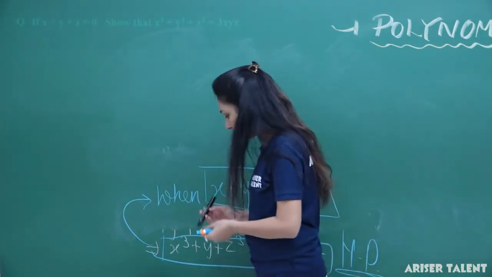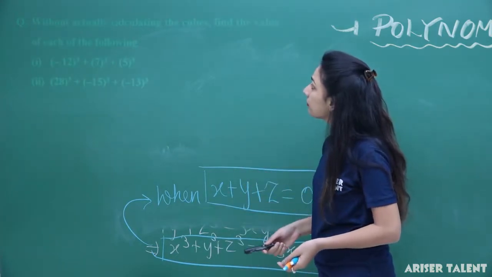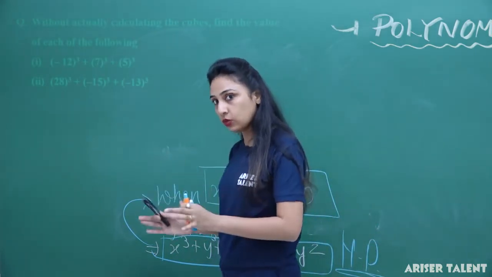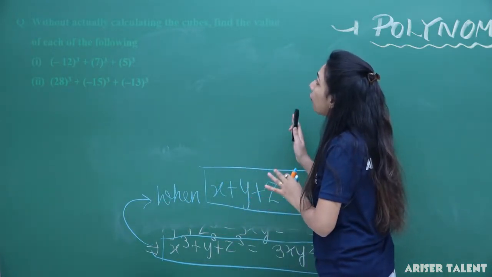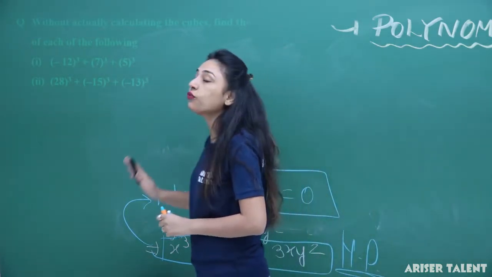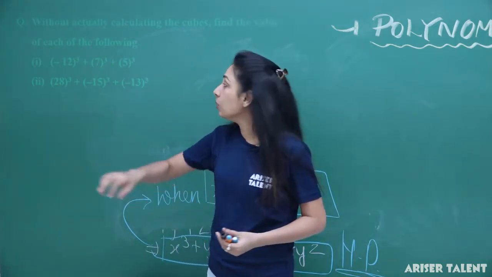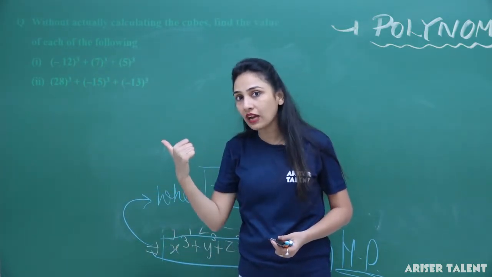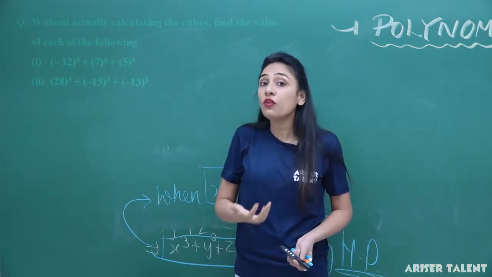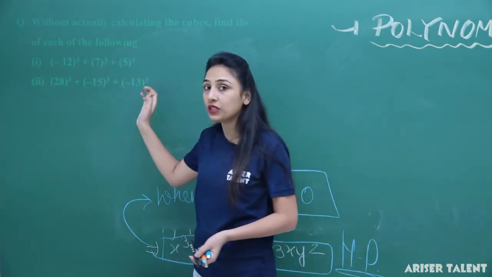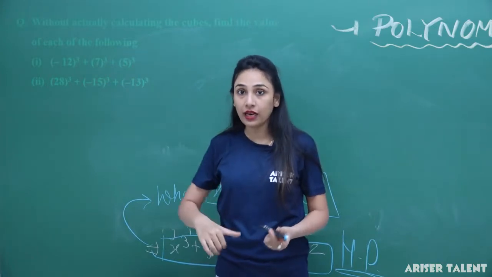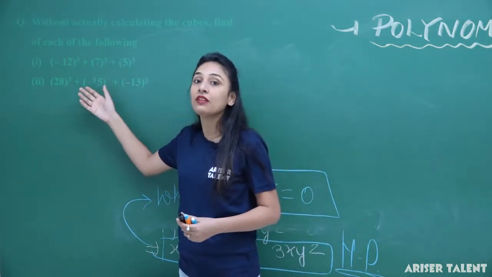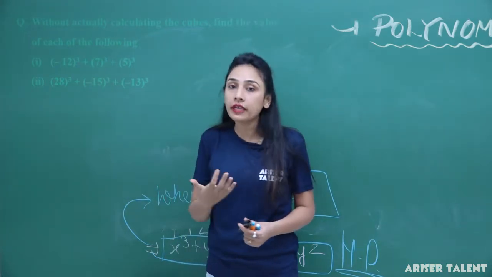Okay, so here it is. Without actually calculating the cubes, find the value of each of the following. You don't have to calculate these cubes, but you have to write the values of them. So, how will you do that? Because these are only cubes here. So, we have to do math, and in order to do math, we have to find the cubes and then add them and then we will get the answer. So, what is the alternative approach?